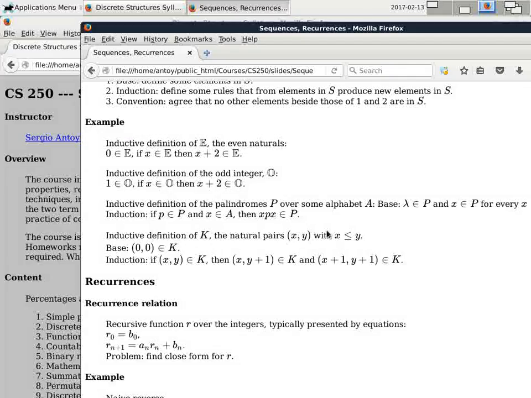So let's test this one. Let's see how you get 2, 2 here. You must be able to get it, right? So where do we start? Only one place, 0, 0. Then which rule do we apply? We have to apply the second, right? We get 1, 1. Then we apply the second again. We get 2, 2. Right. Now let's see 2, 3.